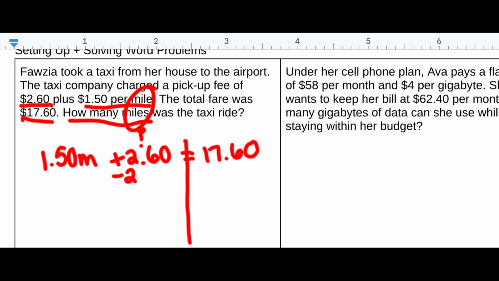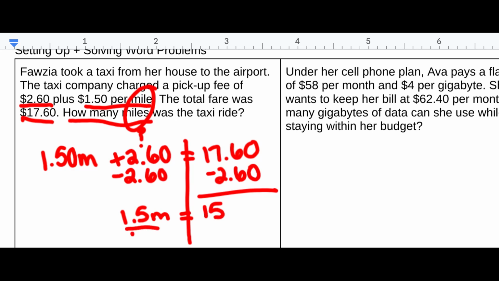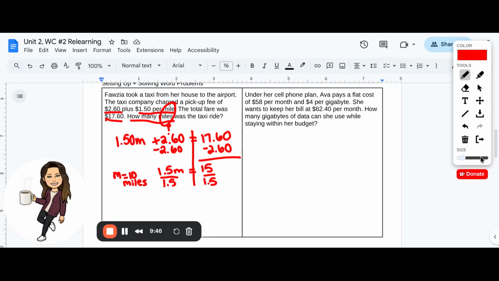We're going to subtract 260, subtract 260. That's going to give you your 1.5 M equals 1760 minus 260 is 15. Divide by 1.5. And that's going to give you M equals 10. So it was a 10 miles was the taxi ride. All right, and then one more.